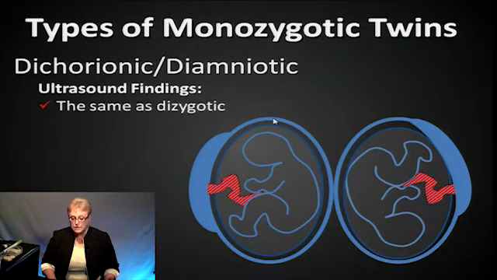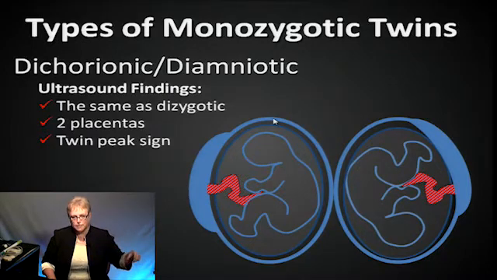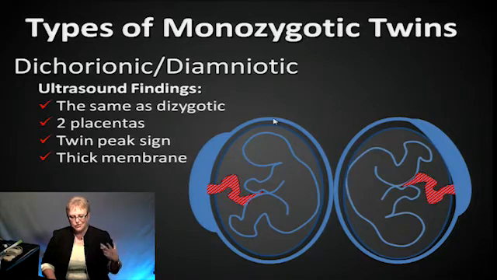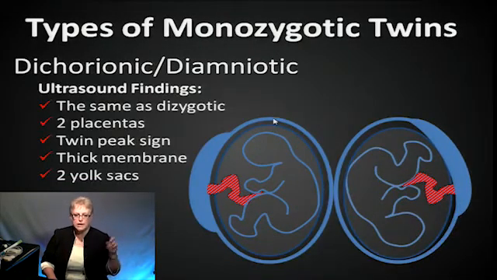And the ultrasound findings are going to be the same as what you have with the dizygotic twins because they have the 2 placentas. They don't share a circulation. So even though they're monozygotic, they each have their own placentas, so they are very low risk for any problems. They have a thick membrane, 2 yolk sacs, but since they're monozygotic, they're going to be the same gender.